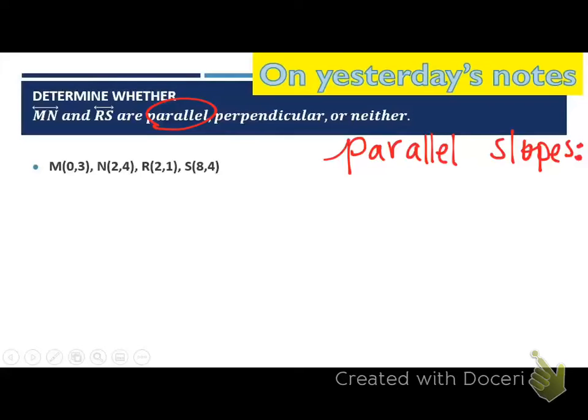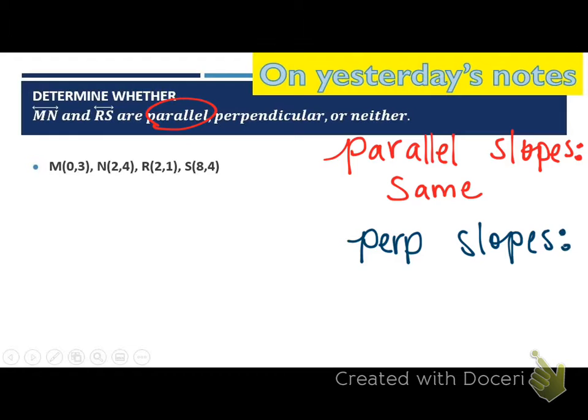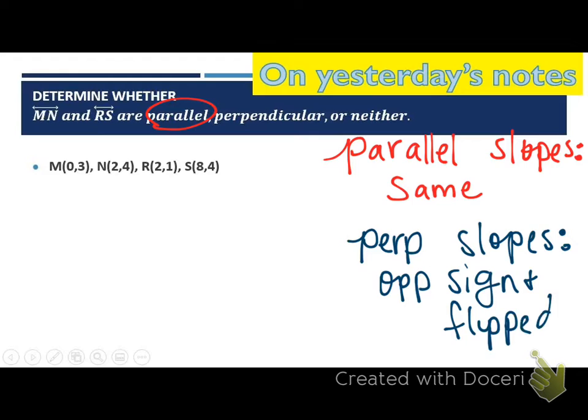They are the same. Yeah. So parallel slopes are the same slope. And then perpendicular slopes, they were something else. Opposite. Yes. The opposite sign and the flipped, which is what reciprocal means.